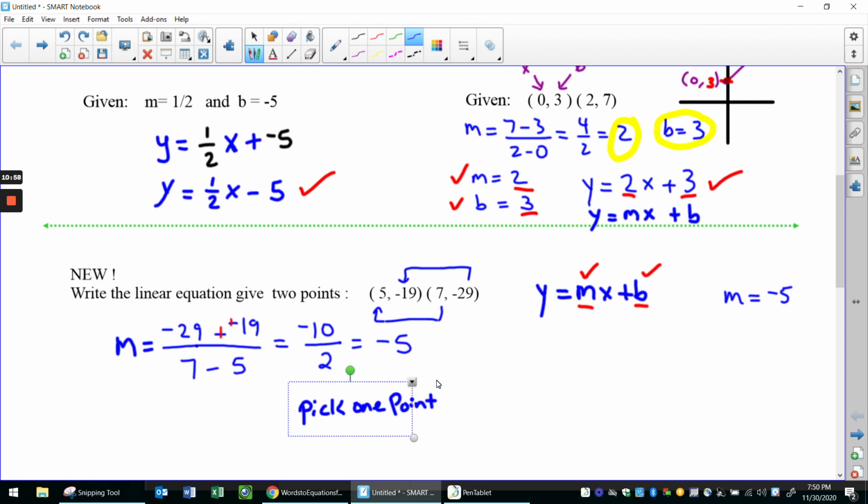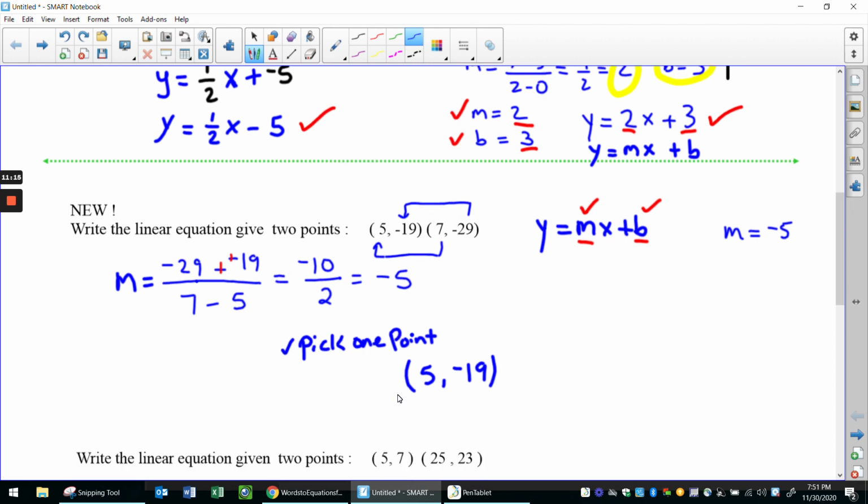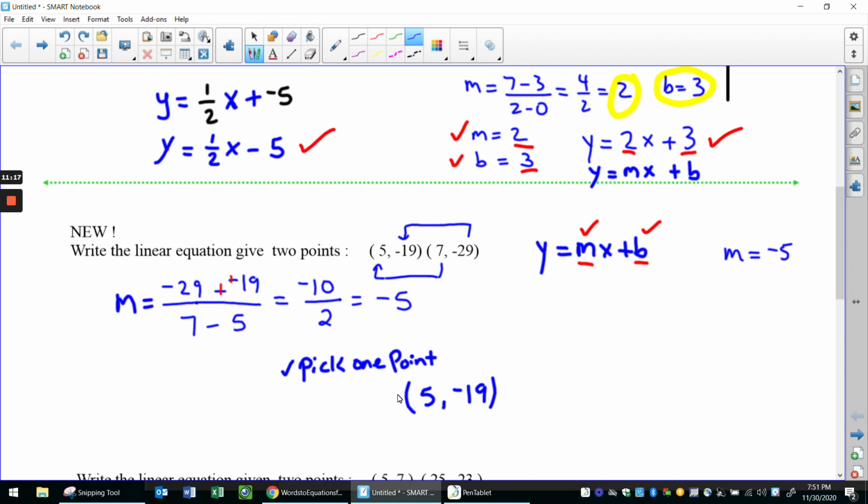Okay, and when you pick that point, it doesn't matter which point you pick, just pick one. And we're going to pick here 5, negative 19. It does not matter which one you pick. You just pick one. That's your first step. Okay? And after you pick that, you're going to label the point x and y. You don't need to put x1, y1. You just label it x and y.